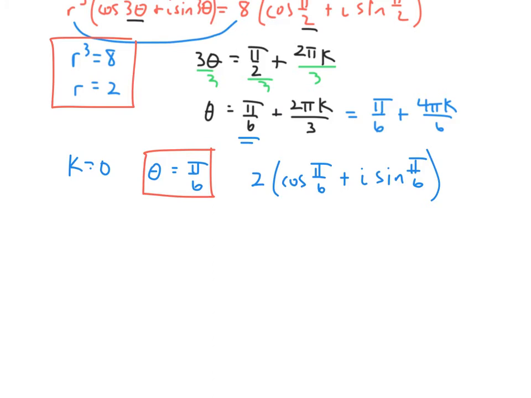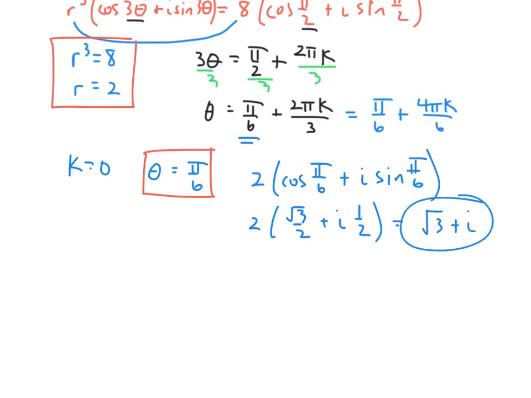Okay? Use your unit circle. What's cosine of pi over 6? Root 3 over 2, I heard. And sine of pi over 6? 1/2. Distribute the 2's, and the denominators basically cancel out, and you get root 3 plus i. This is one of the cube roots of 8i.